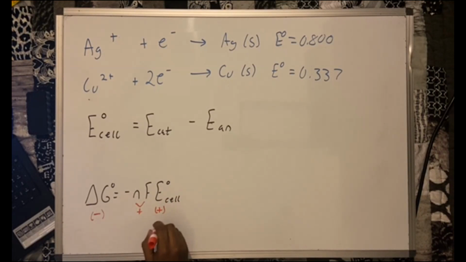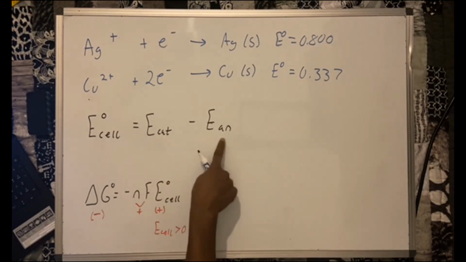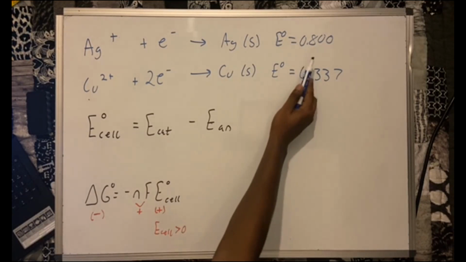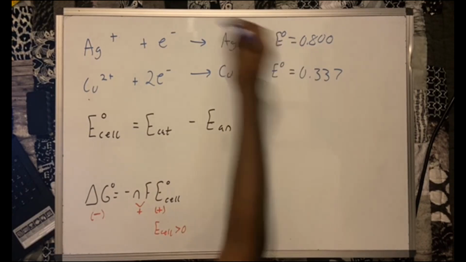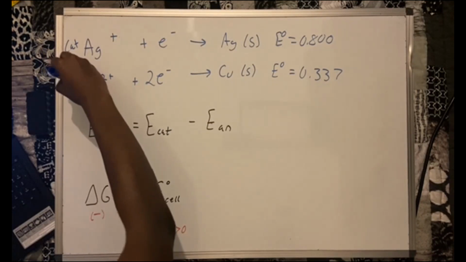That's the thing. I need Eocell greater than 0. This is a more complicated way. I don't know why I'm explaining it this way. There's another. So now I know that I need Eocell to be greater than 0, so I need the cathode, the one that's being reduced, to be greater than whatever the anode is. So I look up here and I see, oh, this one's bigger, so I need this one to be the cathode and this one to be the anode, right?